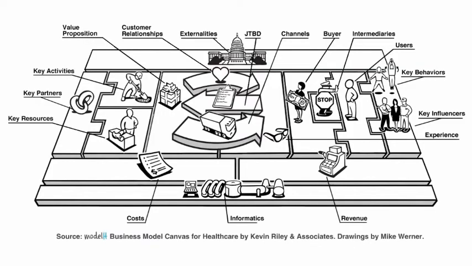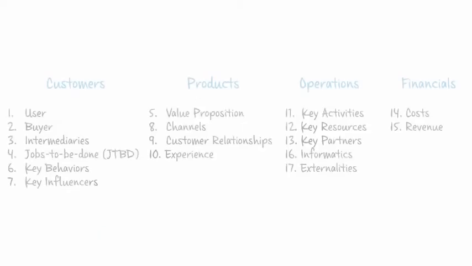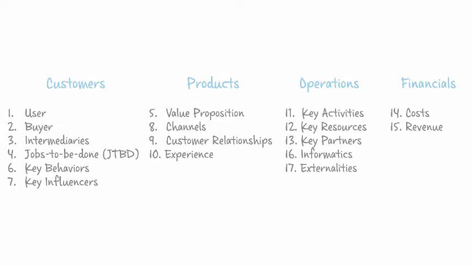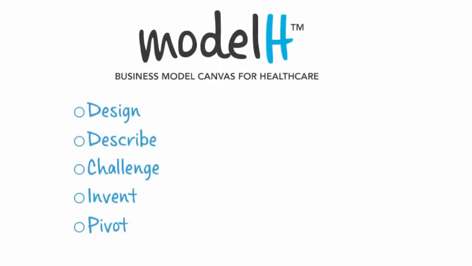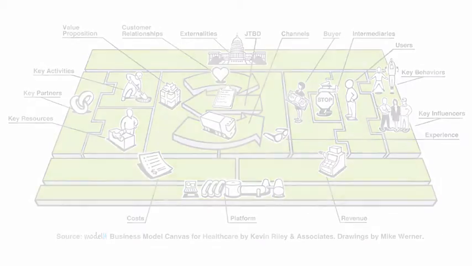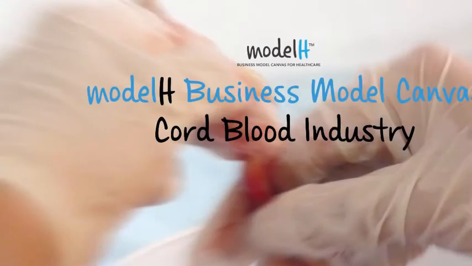The evaluation of each building block in a business model promotes consideration of that model's strengths and weaknesses. Likewise, the structured layout of the canvas encourages thoughtful reflection regarding how the individual building blocks fit together. The 17 building blocks in Model H deal with 4 key business functions as shown here. As a strategic management tool, Model H can be used to design, describe, challenge, invent, and pivot your healthcare business model. In this video, we will use the Model H canvas to describe the cord blood retrieval and storage industry.